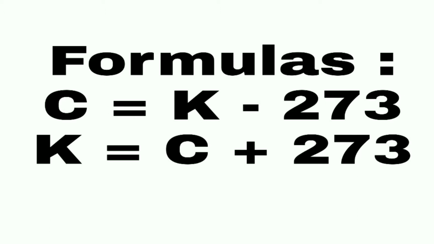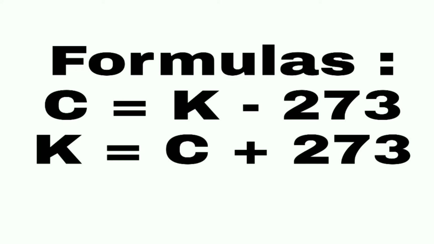If we have to convert Kelvin temperature into Celsius temperature, then the formula will be C, meaning Celsius, is equal to Kelvin temperature minus 273. And if we want to convert Celsius into Kelvin, then the formula will be Kelvin is equal to Celsius plus 273.